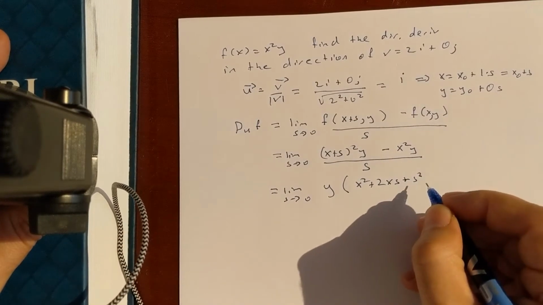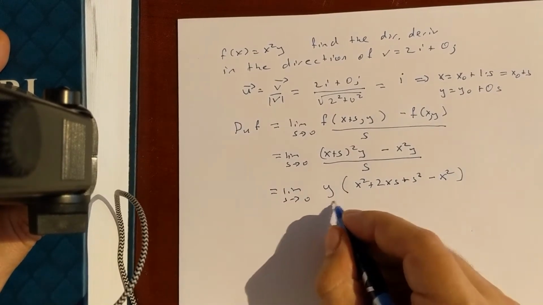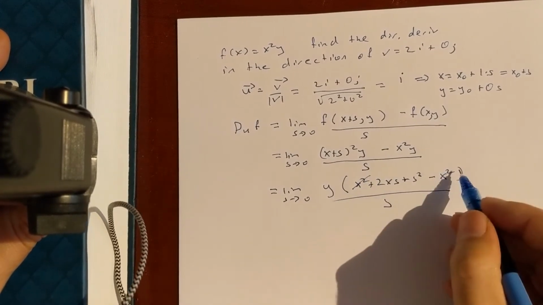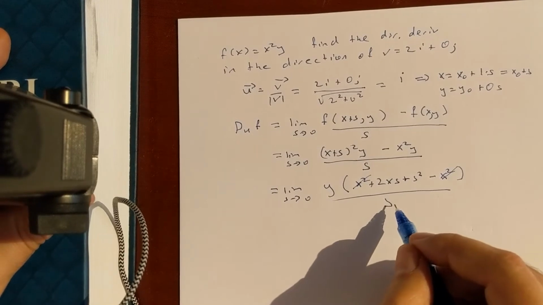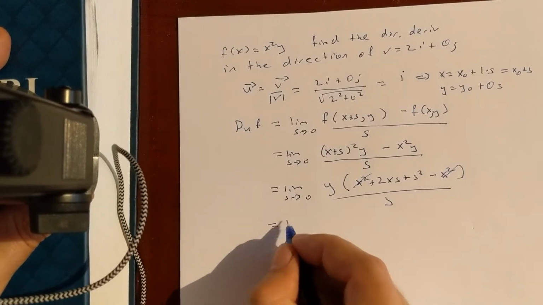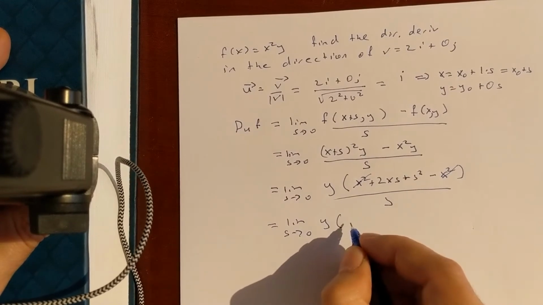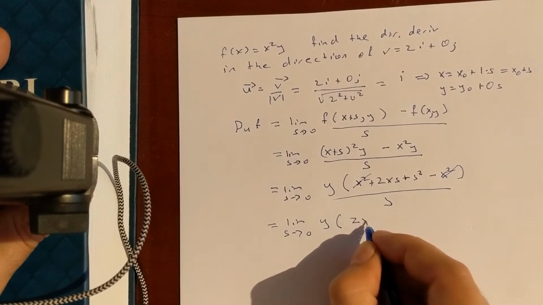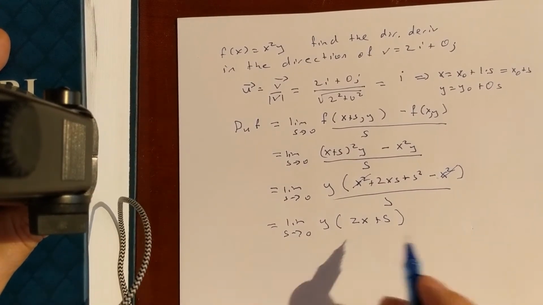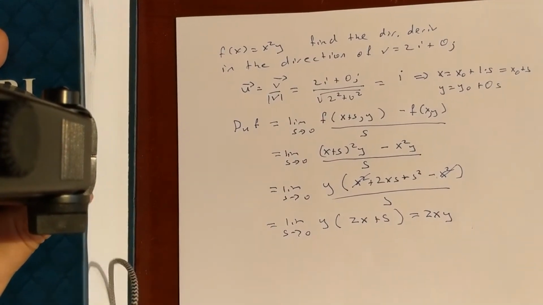Minus, we factor out the y, we have an x squared here, all over s. Now the nice thing here is obviously the x squareds are going to cancel. And when I do the division by s, we have the limit as s goes to 0 of y times, when I cancel the s, 2x plus s. As s goes to 0, obviously this goes to 0, so we actually just have 2xy. So we have 2xy.